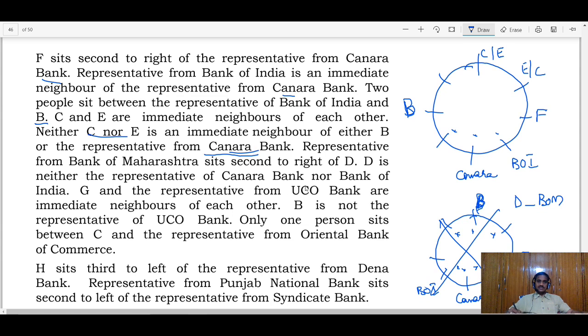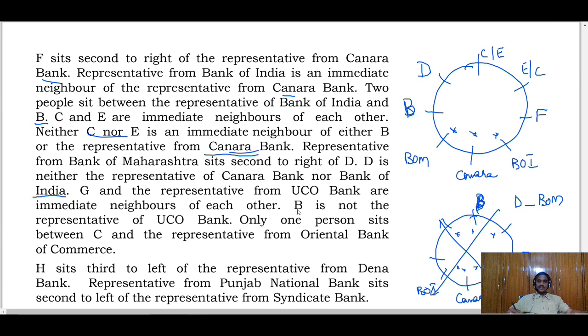And D is neither a representative of Canara Bank nor Bank of India. Now see where D can be. If D is here, Bank of Maharashtra is not possible. If D is at another place, Bank of Maharashtra is possible. D cannot be at any one of these places, D must be here. If D is here, Bank of Maharashtra must be here.